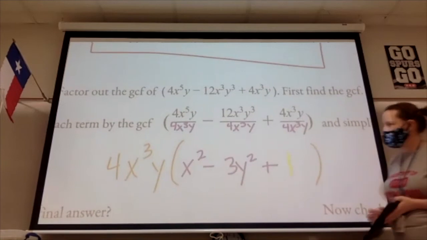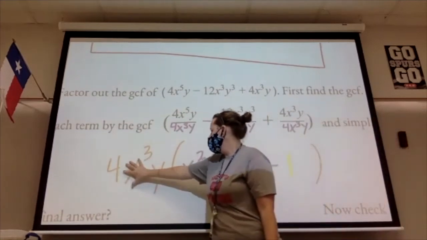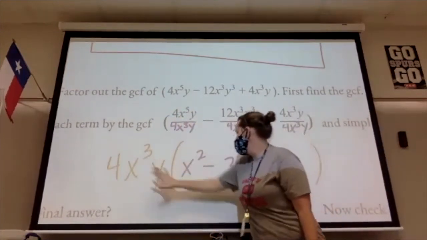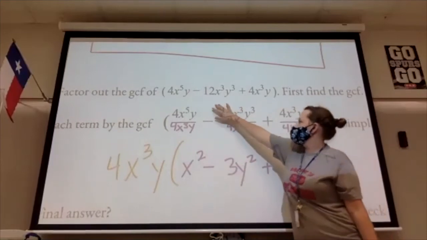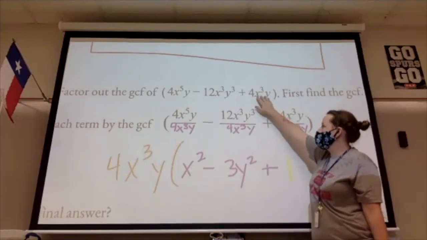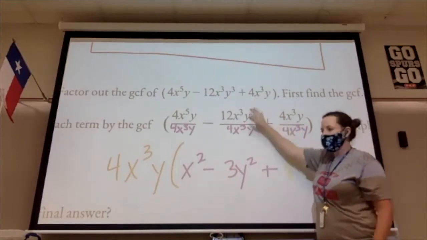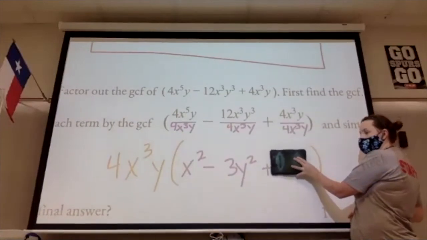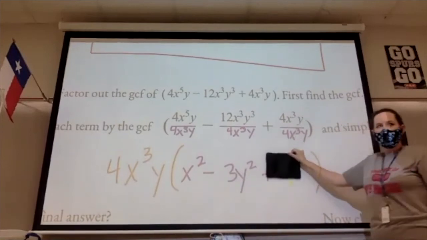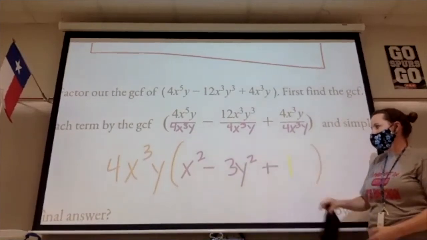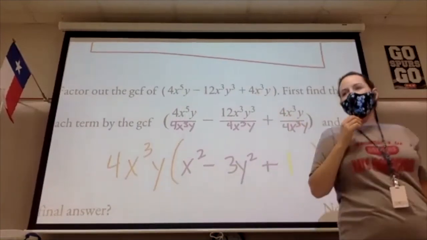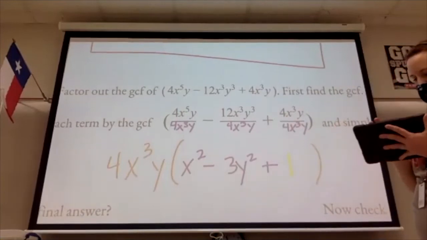So let's talk about redistributing. If I multiply this times x squared, do I get 4x to the 5th y? Yes. If I multiply this times 3y squared, do I get 12x cubed y cubed? Yes. If I don't have this here, is there any way I can get my 4x cubed y back if I don't write this right here? No, because I don't know. If I just have this problem, I don't know that that ever existed. So yes, you are going to have to write a 1 right here so that when you redistribute, you get this third term back. So you need to make sure that you have that placeholder 1 right there.